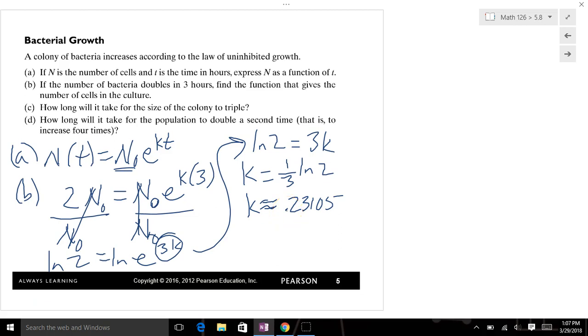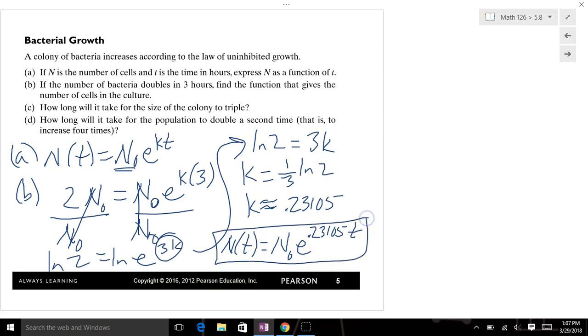because now we're going to write the function with k in it. N of t, the number of cells we have after time t, is equal to the initial amount, e to the 0.23105 t. Okay, so here's our function. It gives us the number of cells in the culture.